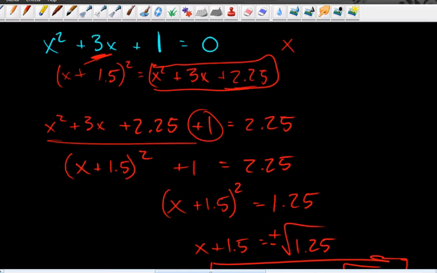Okay, well, I know this has been a long video, but completing the square is a pretty difficult technique, and I hope these examples will help you complete the square. Good luck.